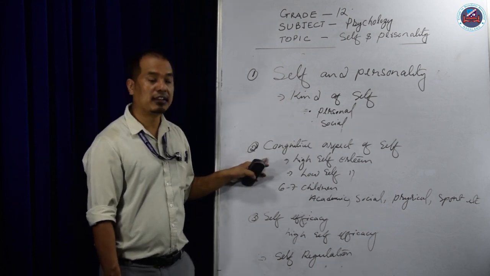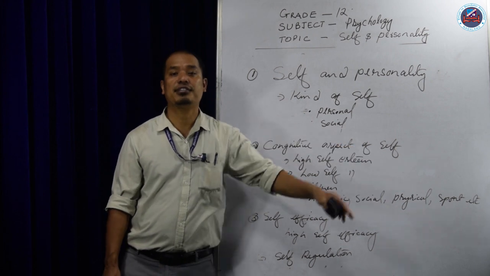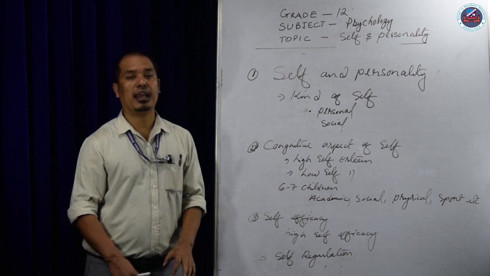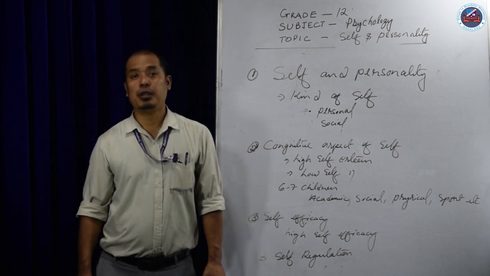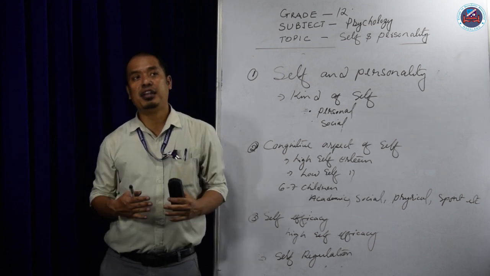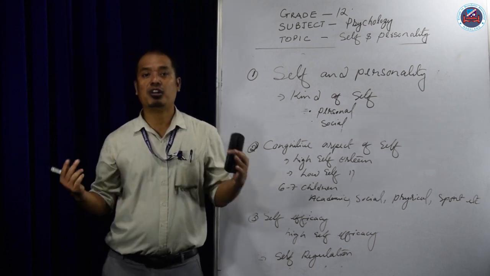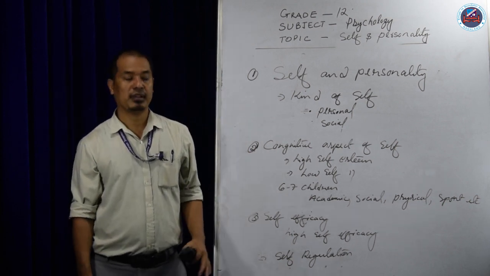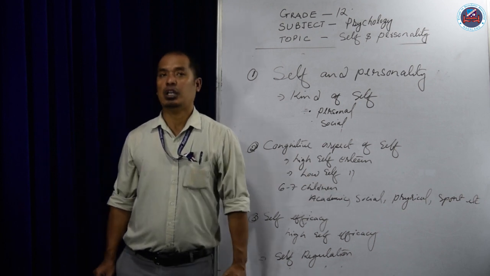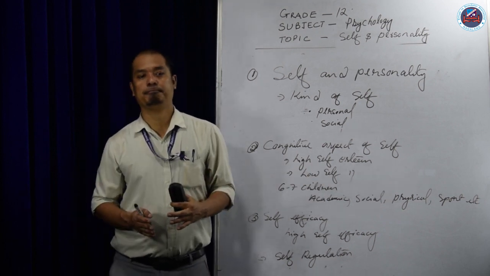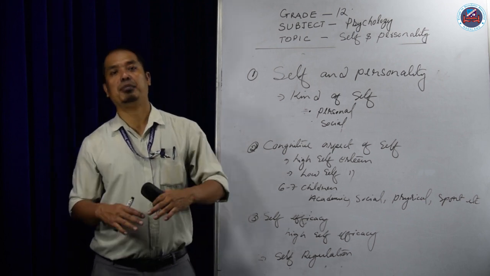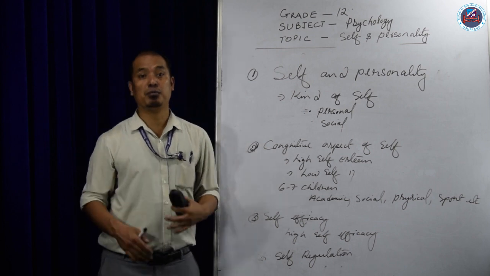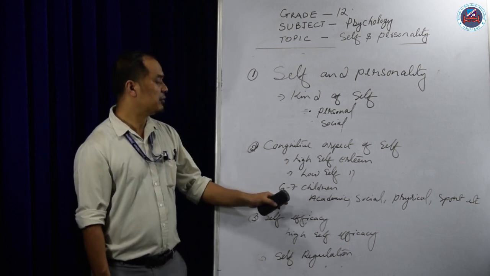Now moving to the next topic, that is called cognitive aspect of self. There are two kinds, high self-esteem and low self-esteem. People who have high self-esteem are very friendly, very confident, they mingle with people, and they are very open-hearted and open-minded. People who have low self-esteem are very reserved, very introvert, and they never mingle with people because they are not confident about themselves and they feel insecure to mingle with other people.